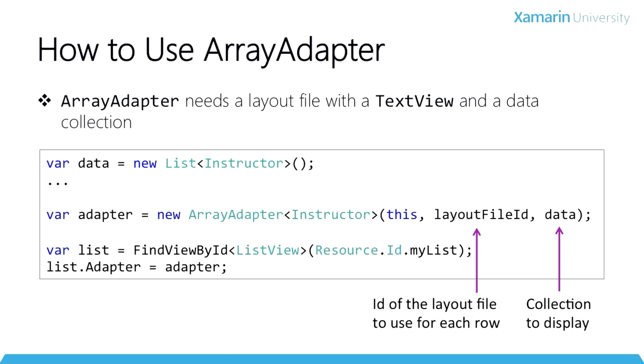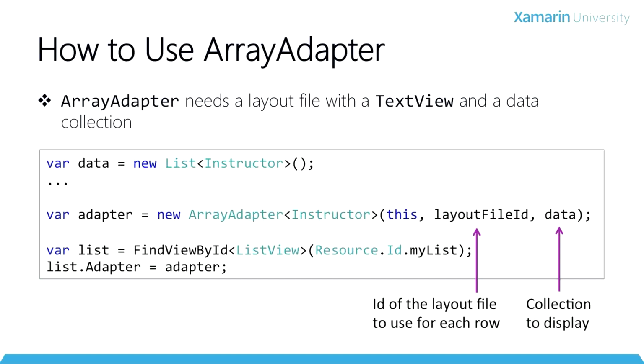Let's talk about the parameters now. The first parameter for the constructor of the array adapter is called the context. And because an activity inherits from context, we can actually pass it this. The reason we need the context is so that it knows where it can get its resources from.